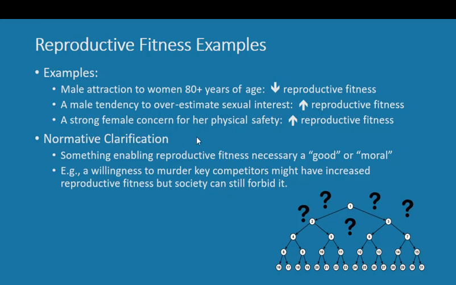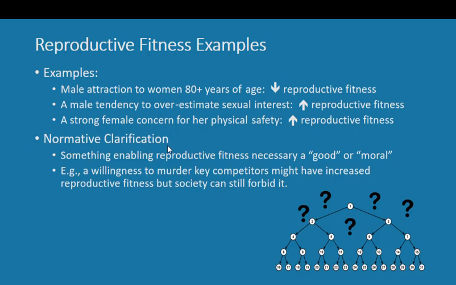And then what about a strong female concern for her physical safety? Well, this is something we're going to talk about in the first few weeks here, but females really need to take care of themselves if they want to have reproductive fitness, because if they get injured or die, then it's very unlikely, at least in the ancestral environment, that their children would survive. So in other words, a woman has to be concerned about her physical safety, because she's the main caretaker for her children. And if she can keep herself alive, there's a much better chance that she can keep her children alive and that they can go on to have their own children. So there's an evolutionary logic behind the female concern for physical safety.